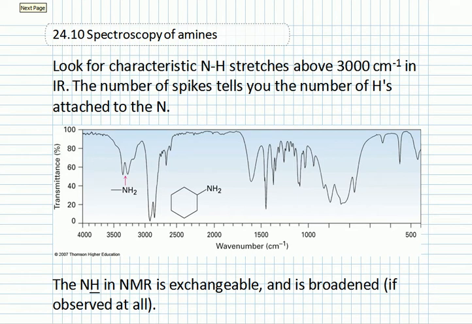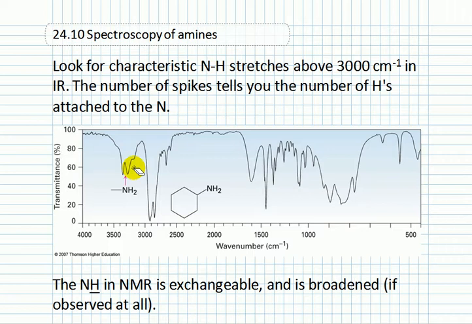Quick look at some amine spectroscopy. IR is going to be very important for us in identifying amines, because if we look up above 3000 here, if we see some sort of spikes up here, that's good evidence that there's an NH in the molecule. And if there's two spikes right next to each other, that's an NH2, right?